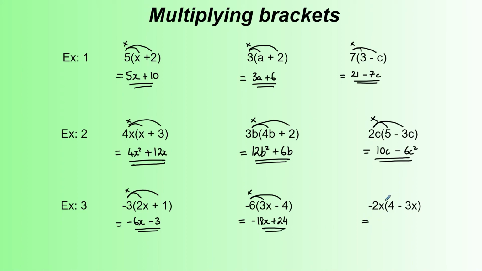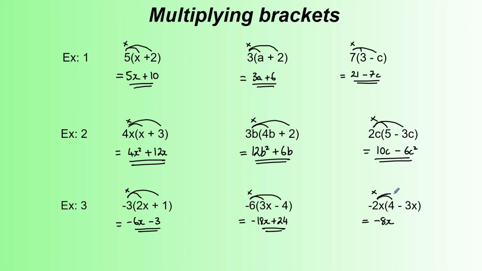And the final example is a combination of everything. We've got a negative term, we've got an algebraic term as well, multiplying the bracket. So negative 2x times 4. That would be negative 2 times 4. That would be negative 8. So negative 2x times 4 would be negative 8x.